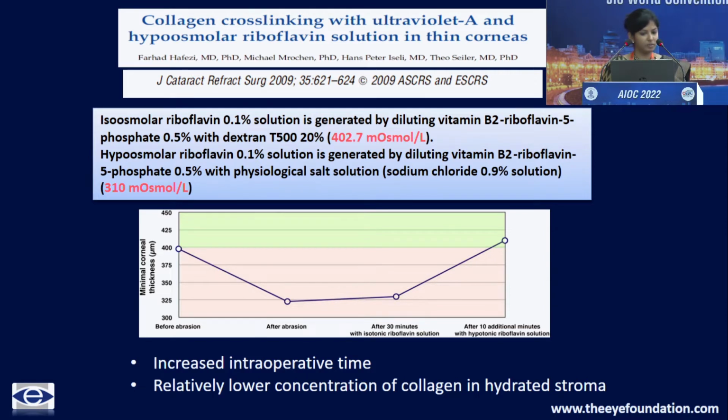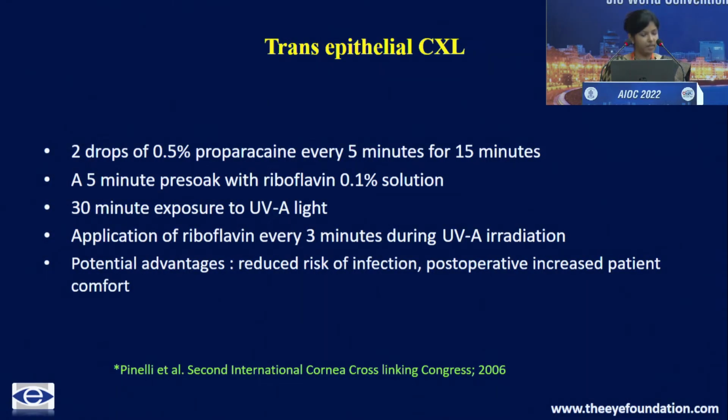Nonetheless, this is a good option for thinner corneas. The next one is the transepithelial approach, or the epi-on approach, where we use 0.5% proparacaine every 5 minutes, which is obviously going to loosen the epithelium, and a 5-minute pre-soak with riboflavin 0.1% and a 30-minute exposure, while riboflavin is being instilled every 3 minutes.